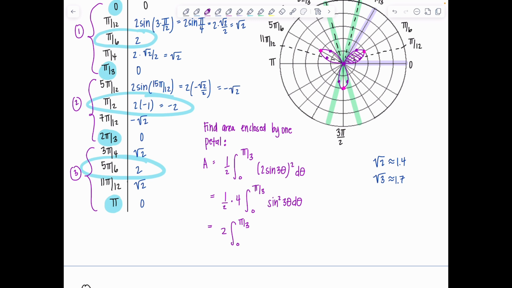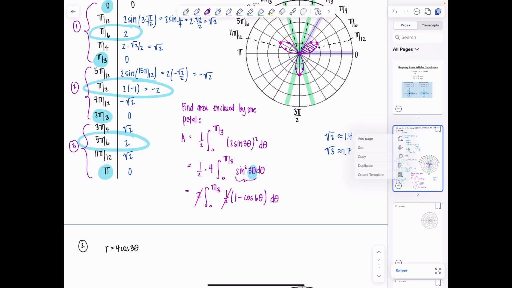How do we take the antiderivative of sine squared 3 theta? We don't. We replace it with 1/2 times 1 minus cosine. Be careful, be careful. You double that angle, so it becomes 6 theta d theta. And then, ooh, this is nice. This 2 and the 1/2 cancel.